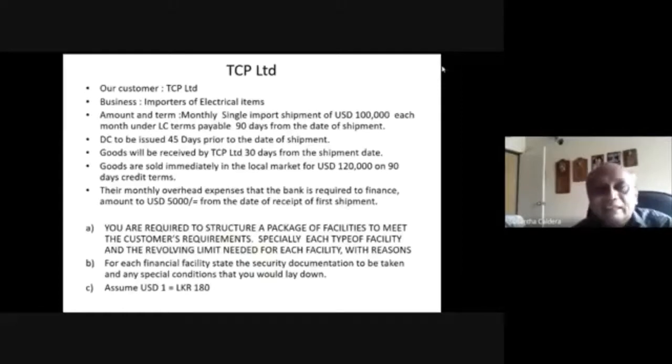Okay, then goods will be received by TCP Limited 30 days from the shipment date. Goods are sold immediately in the local market for 120,000 on 90 days credit term.